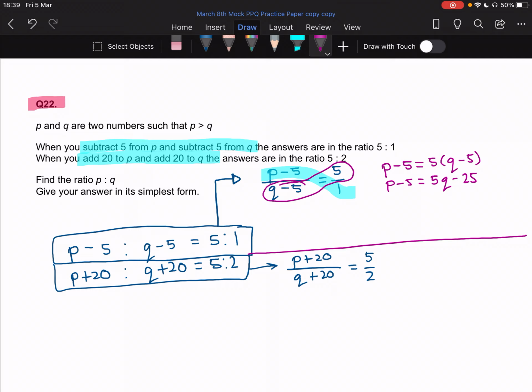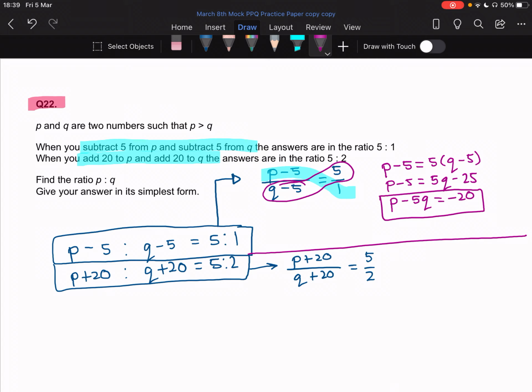Done. Rearrange it so that I've got the P and the Q on one side and a number on the other side of the equal sign. So I'm going to take away Q from both sides, and I'm going to add 5 to both sides. So that's going to give me P minus 5Q equals minus 25 plus 5, which is minus 20. So that's one of the equations I'm going to be using.